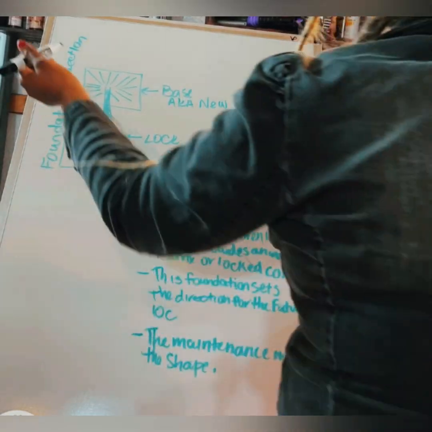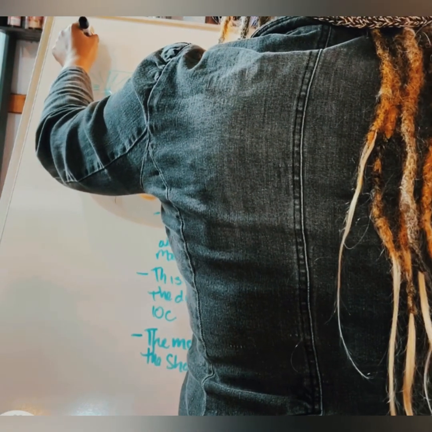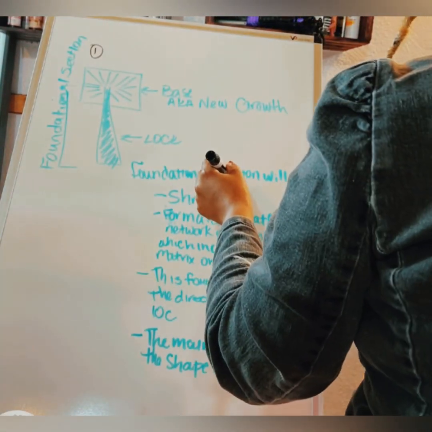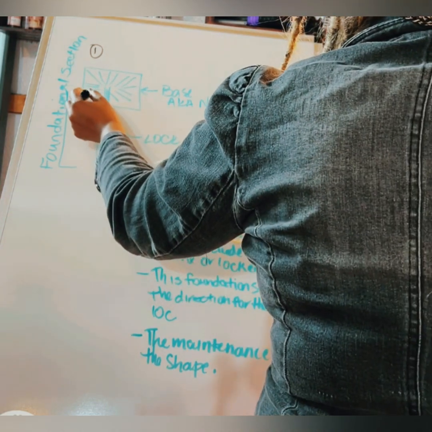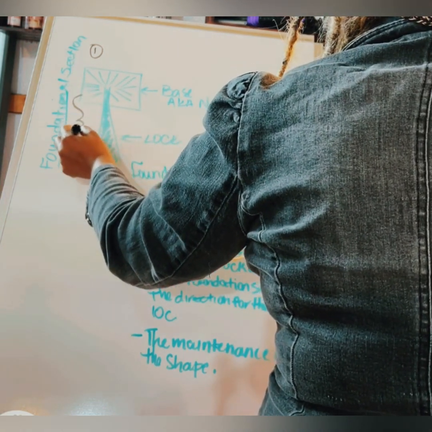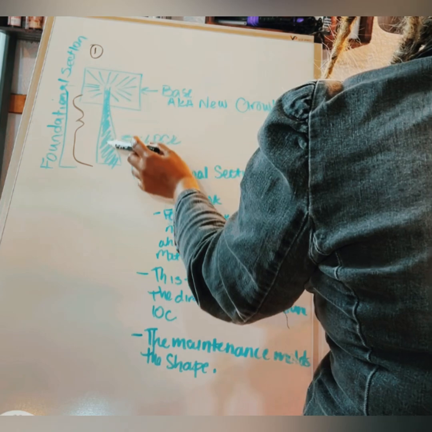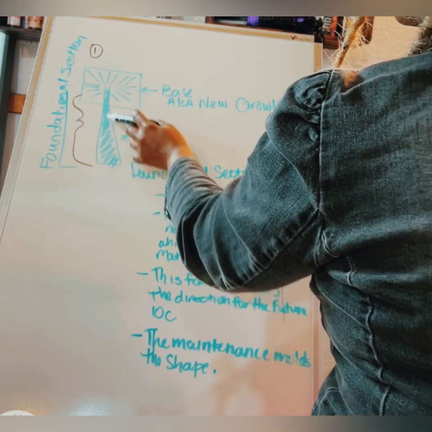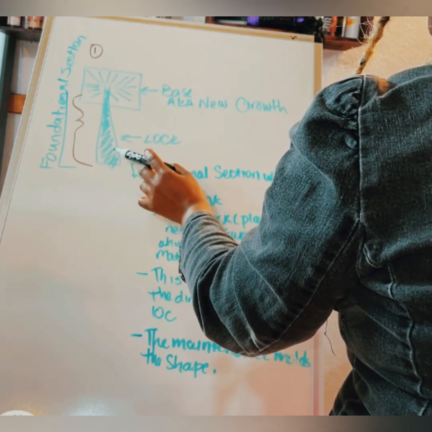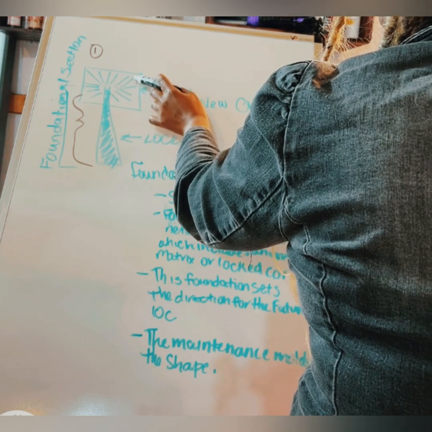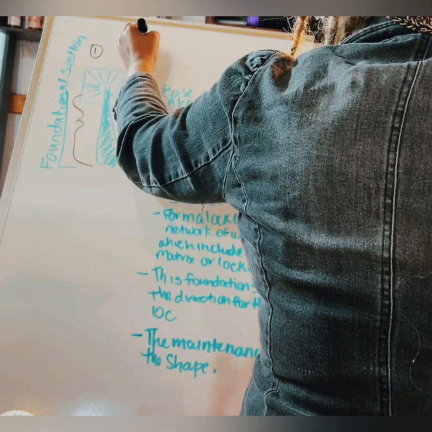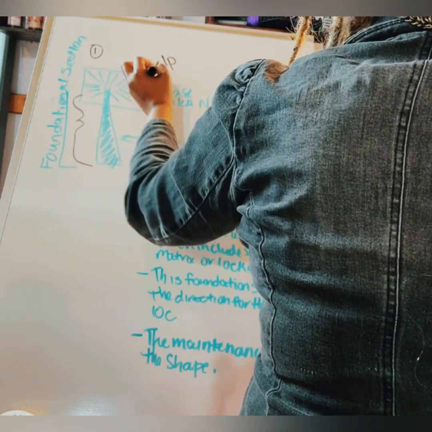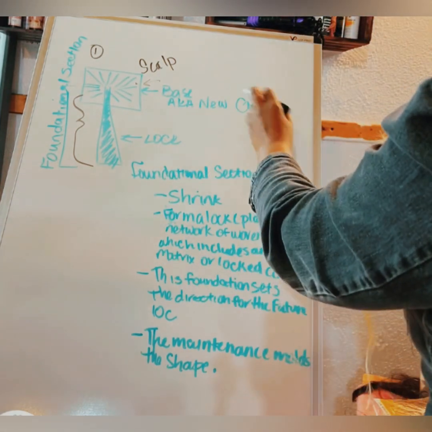You have the foundational section, that's first. Then you have this is the foundational section right here, from here and here. So this is your installation, that's what's considered your foundational section. And then you have up in here, this is the scalp area. So this is considered the base or the new growth area.